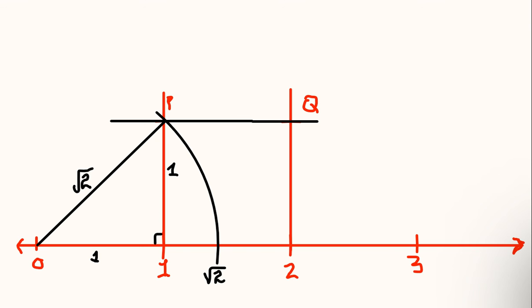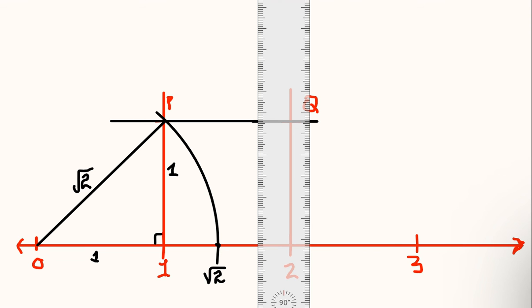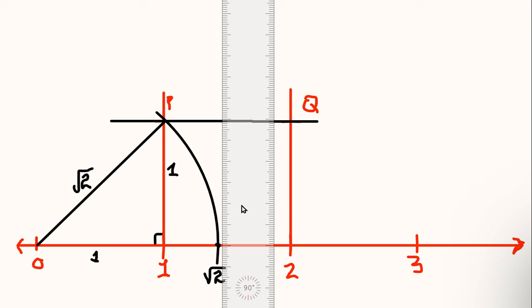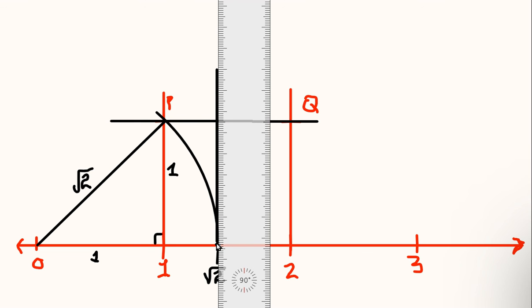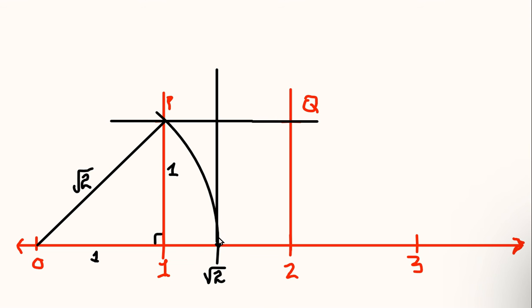Now we draw a perpendicular at square root of 2, at this point over here. Now we take your protractor and mark exactly 90 degrees at square root of 2, and we draw a perfect perpendicular. So this is perpendicular. Now we know this whole distance is square root of 2.